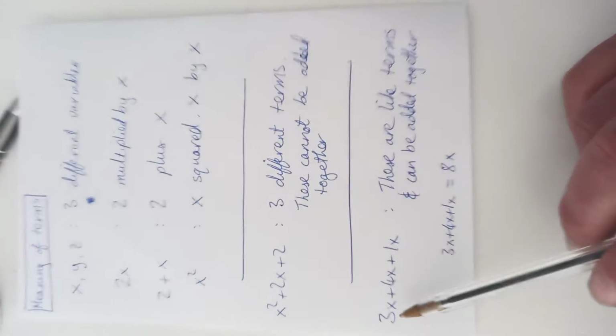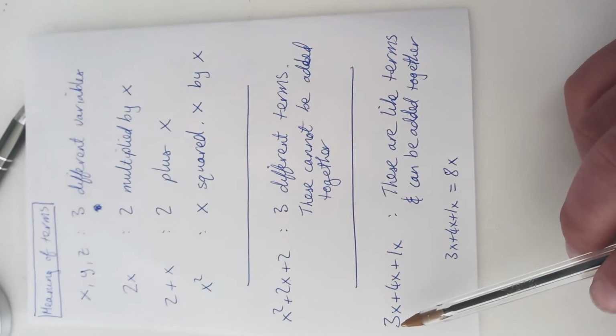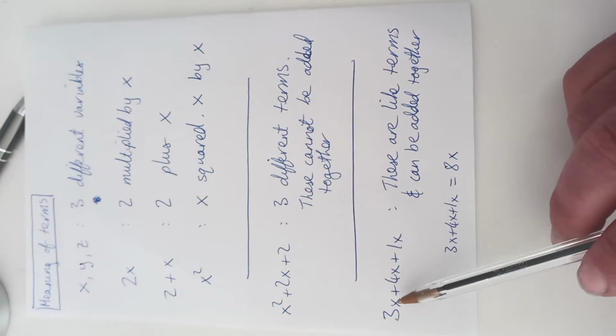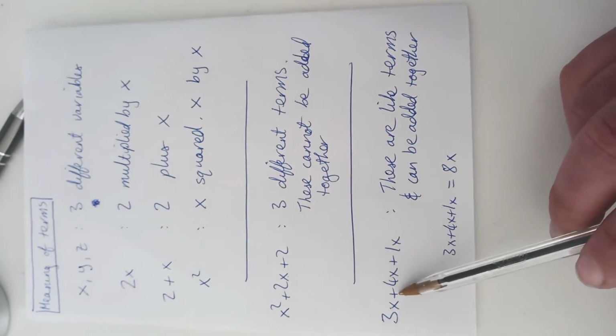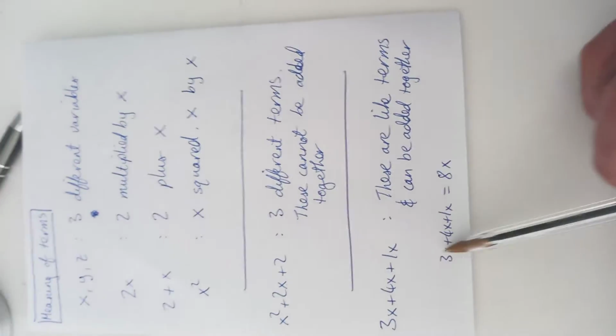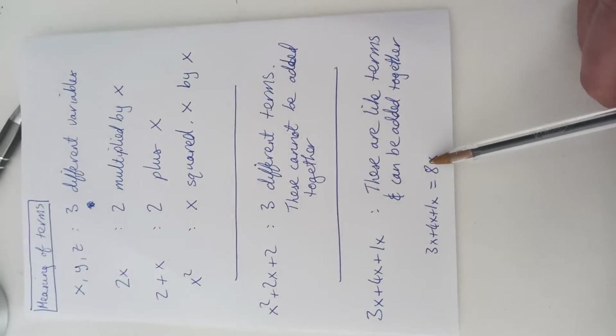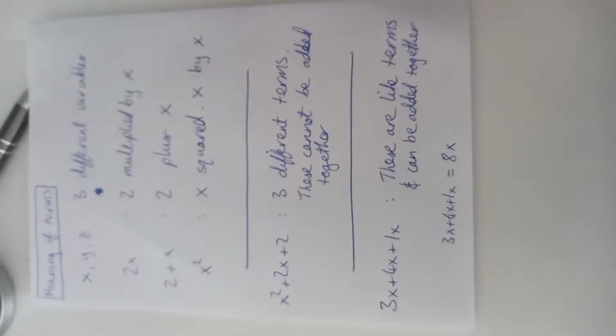And how we add or subtract these is we read the sentence from left to right, and I said put in a word instead of the x. So 3x raised and 4x raised and 1x raised, when you add those together, I get 8x raised. So they're like terms, they can be added together.